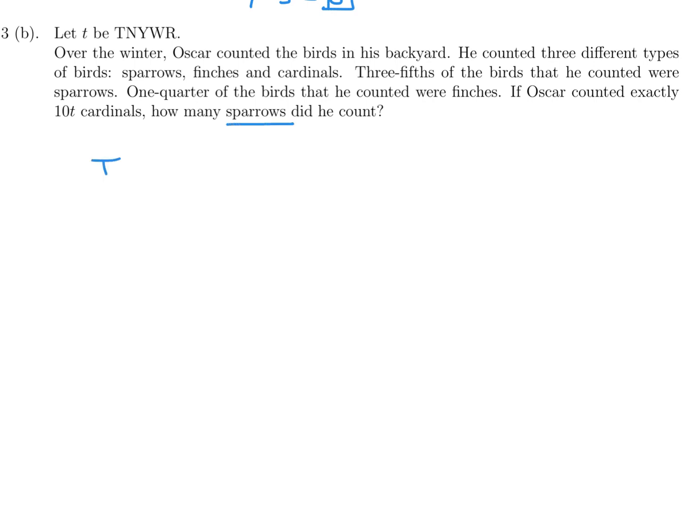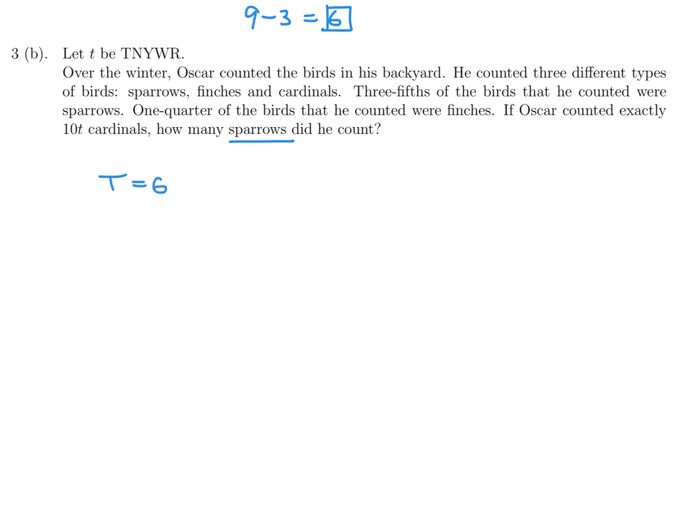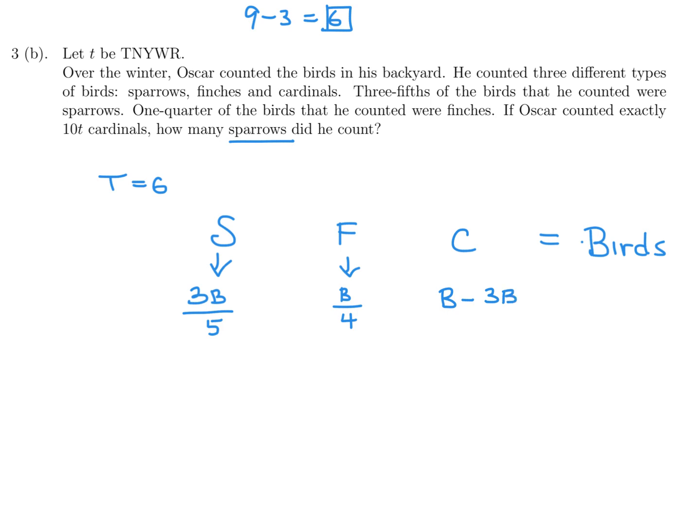t in this case was 6, right? Yeah, 6. So let's see, we have sparrows, finches, and cardinals, and that's the total number of birds, right? And then 3/5 of the total is the sparrows, and the finches are 1/4 of the total. So the cardinals would be the total, which I will denote as B, minus the number of sparrows, minus the number of finches.